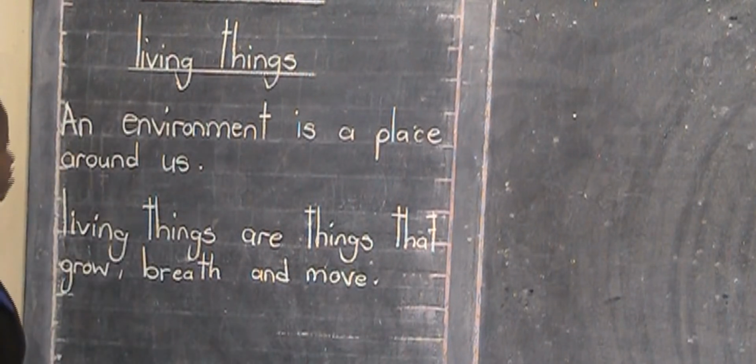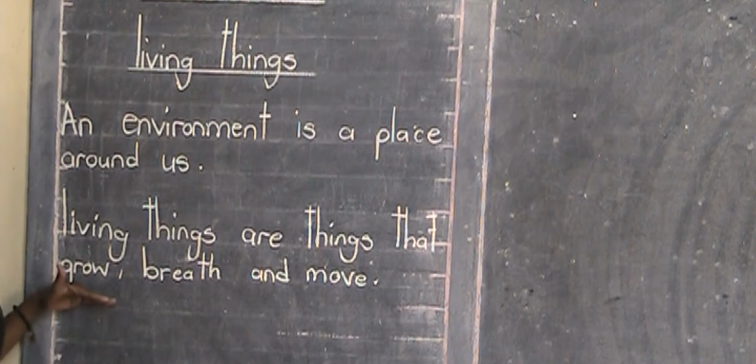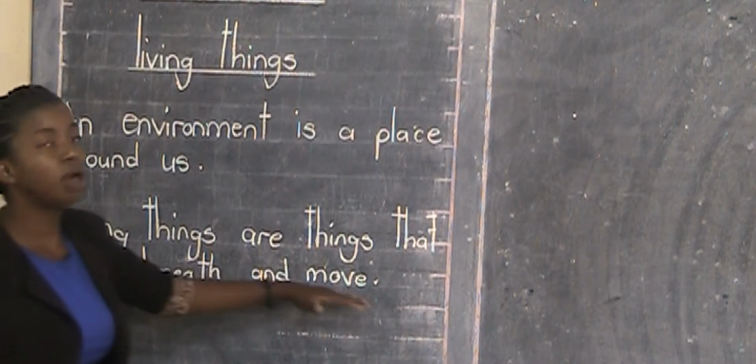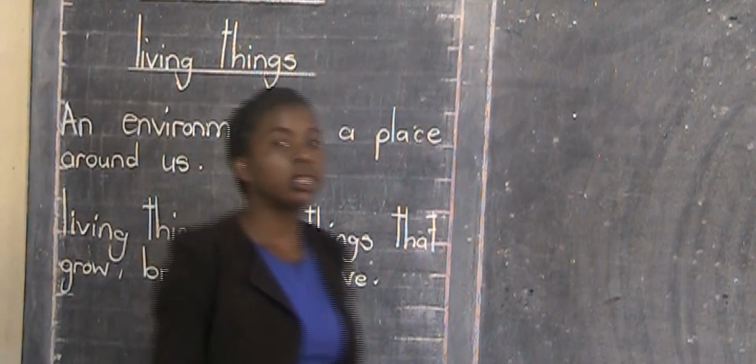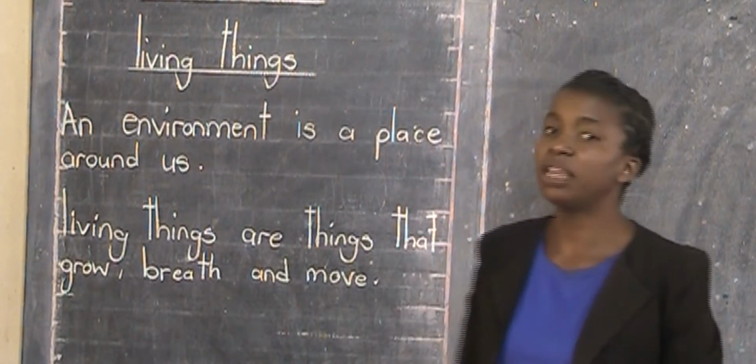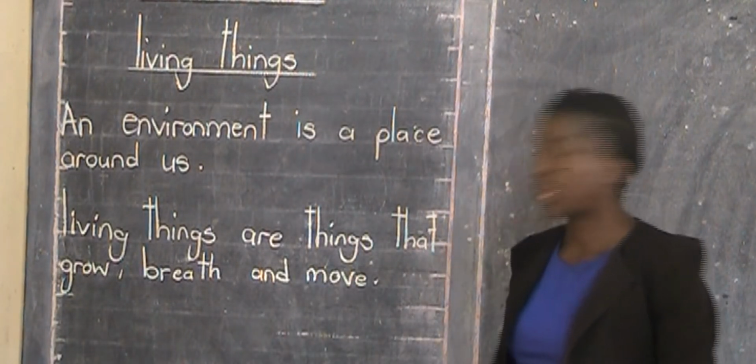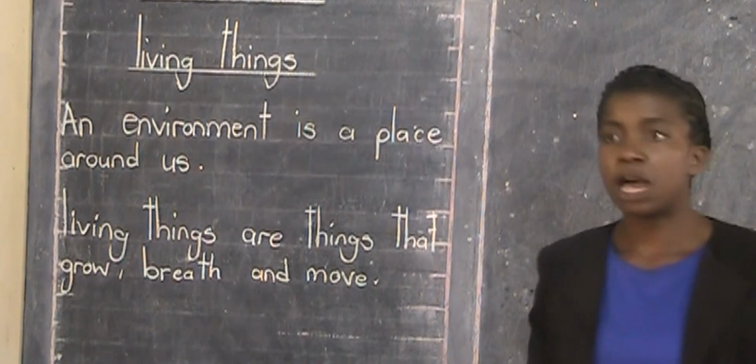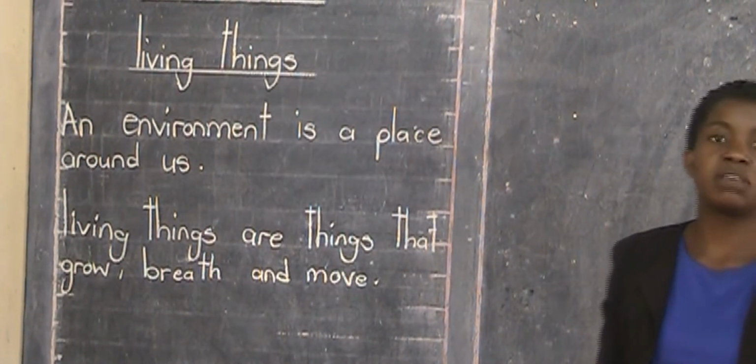So we're saying living things are things that grow, breathe, and move. So these are what we call living things. They grow, they breathe, and they move. Now on the part of moving, it's not all of them that move.